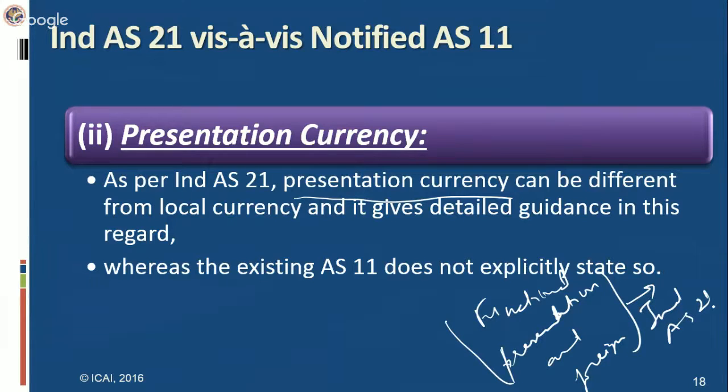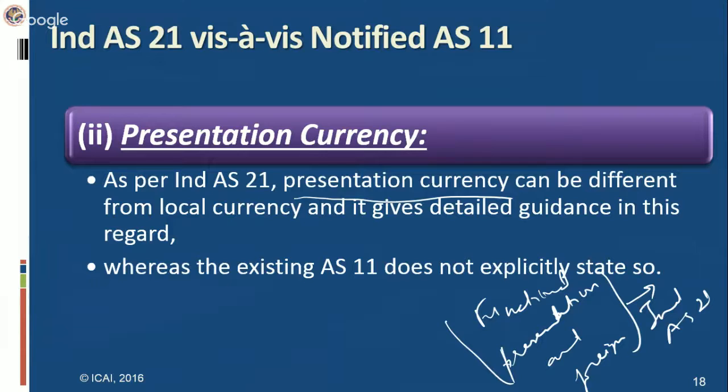But our existing AS 11 only talks about two types of currency: one is reporting currency and the other is foreign currency. We are very familiar with those terms as they have been clearly defined in AS 11.